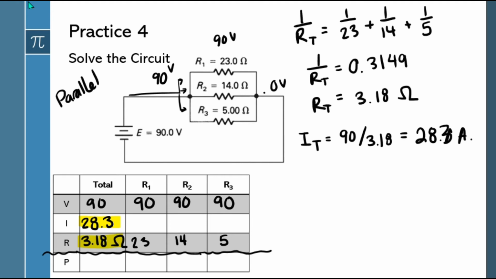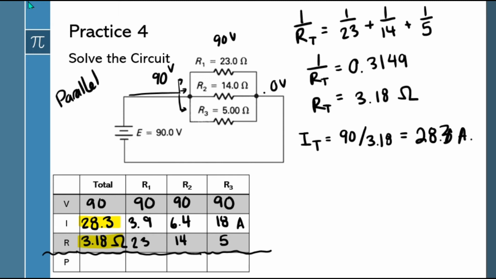And knowing that current is equal to voltage divided by resistance, I can calculate each of those branch currents. I'm getting 3.9, 90 divided by 14, 6.4, and 90 divided by 5, not today in my head, is 18. And I see that's true. You know, R3 got the most current because it had the least resistance.